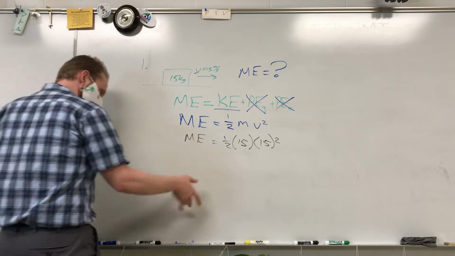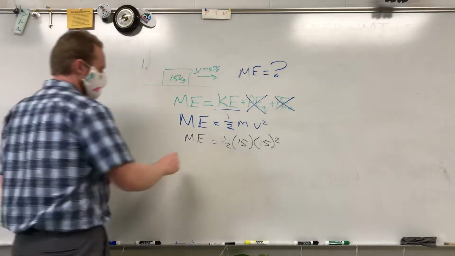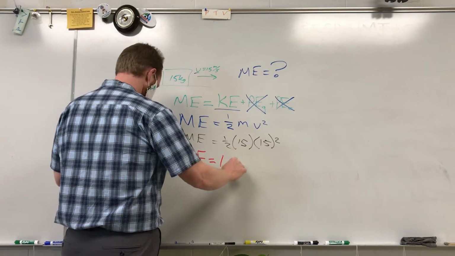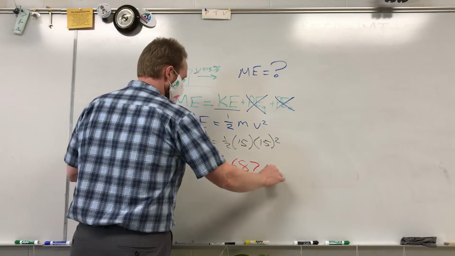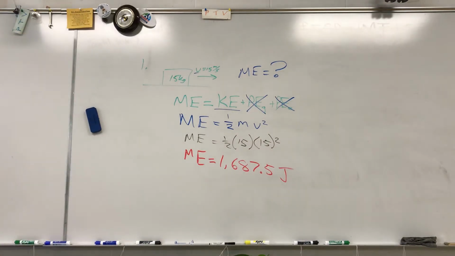What we get for a final answer is a mechanical energy of 1,687.5. How much mechanical energy does this object have? It has, assuming I did my calculation right, 1,687.5 joules worth of energy. In this particular problem, all of the mechanical energy comes from the fact that it's moving, the fact that it has kinetic energy.